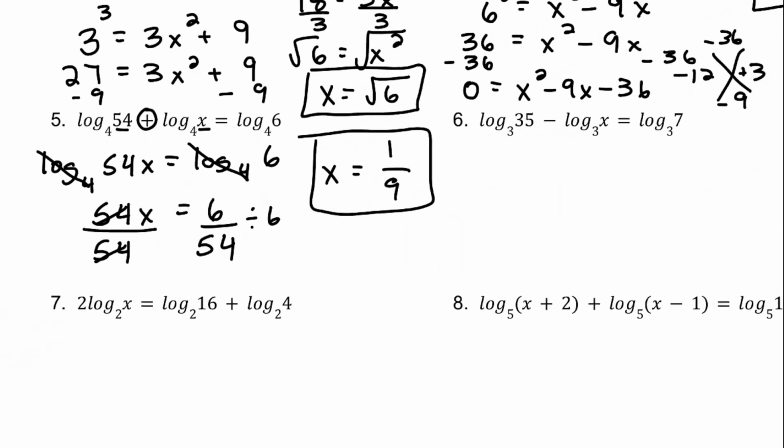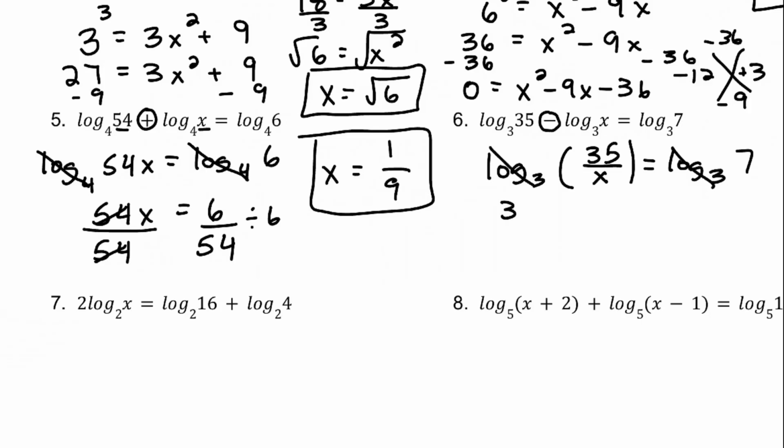Now this one we haven't done a subtraction yet, but if we are subtracting logs, I can combine them and divide. So take 35 and divide by x. Again, these cancel. I get 35 over x is equal to 7. You could think about this a couple different ways. You can either cross multiply, or you could multiply by x if you want to move the x to the other side, but you should get something like 7x is equal to 35.